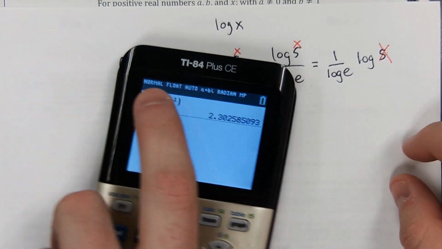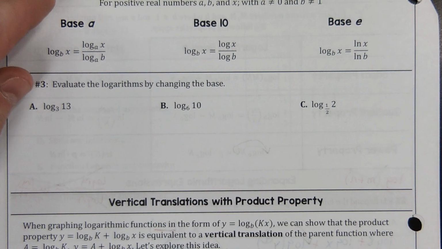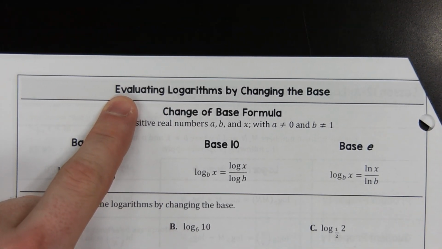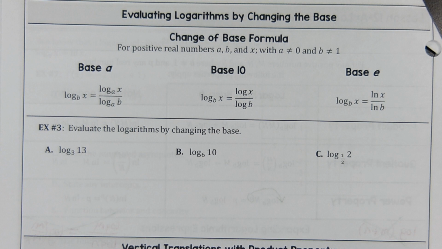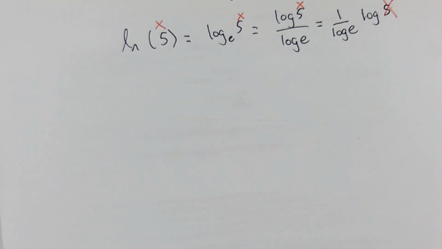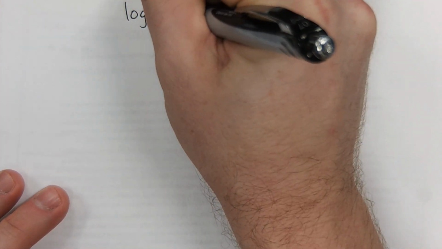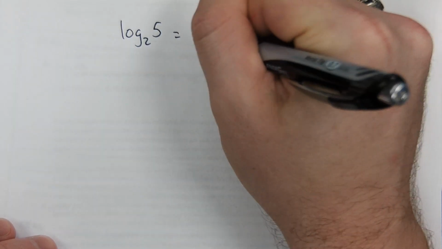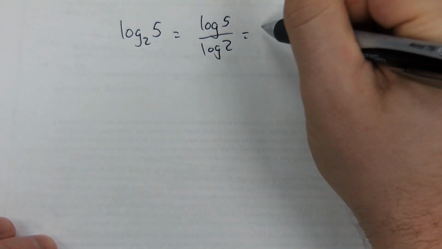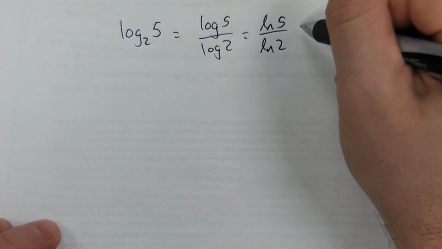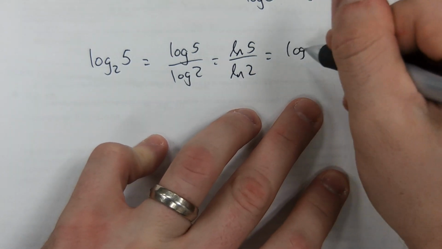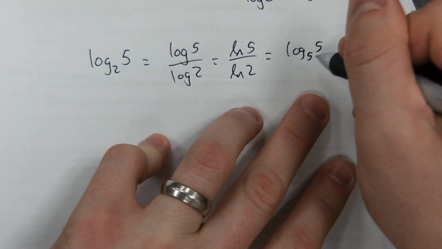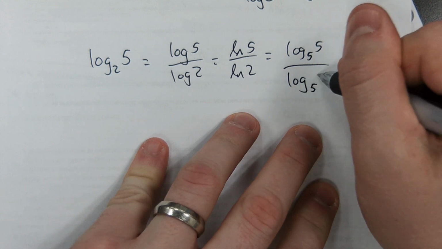So the change of base formula is not only useful for evaluating logarithms, it's also useful for describing transformations. It's a big deal. It allows us to rewrite a logarithm into any base we want. Why would you want to rewrite this? I don't know. Maybe you do. But the point is, you could write it as the log of 5 over the log of 2. You could write it as the ln of 5 over the ln of 2. Heck, you could write it as log base 5 of 5 over log base 5 of 2.